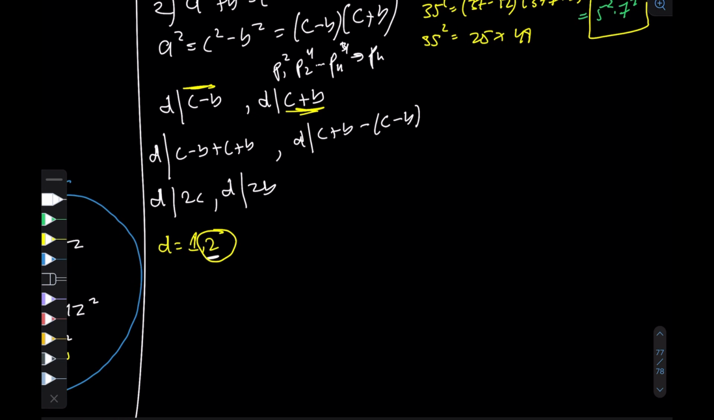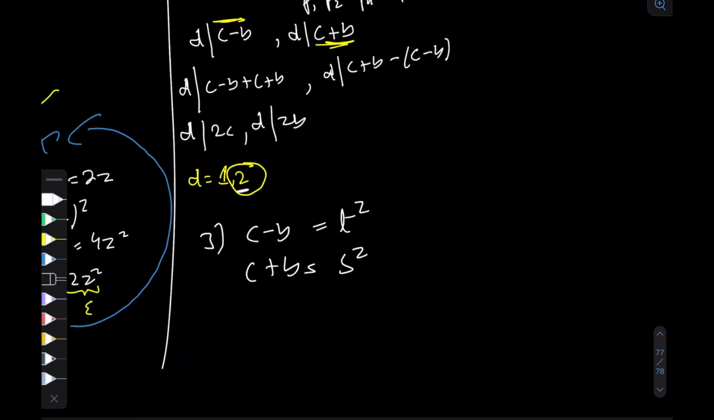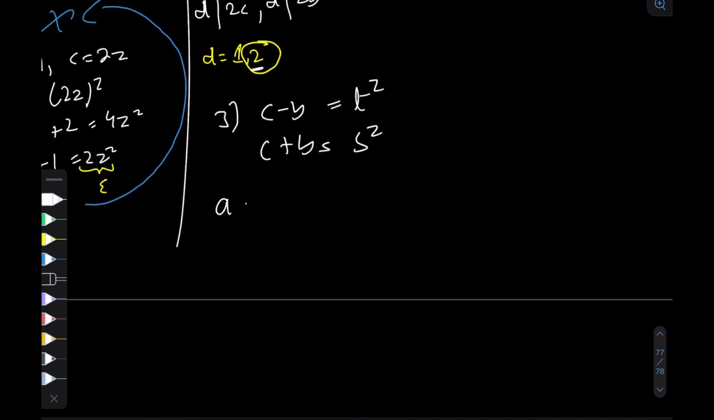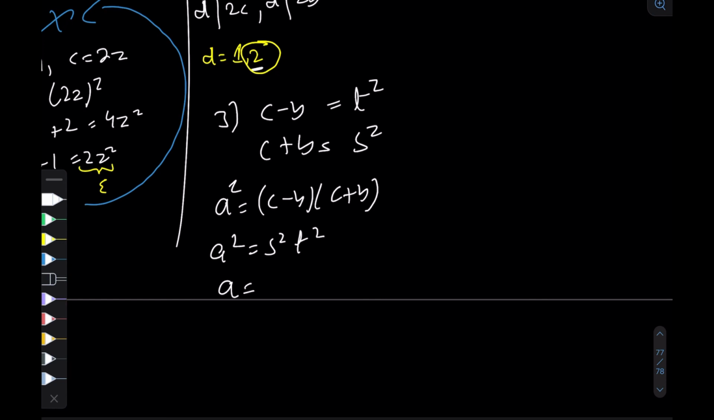Let me write this result down as c minus b is equal to t squared, and c plus b is equal to s squared, where t and s can be any odd number. Now, of course, from here we can follow up that since a squared was c minus b into c plus b, a squared must be s squared t squared. Therefore, a must be s multiplied with t, which is our first thing. We know that, it is easy to do some simultaneous stuff.